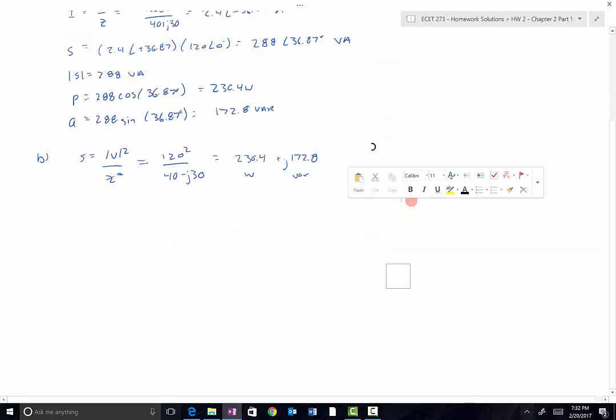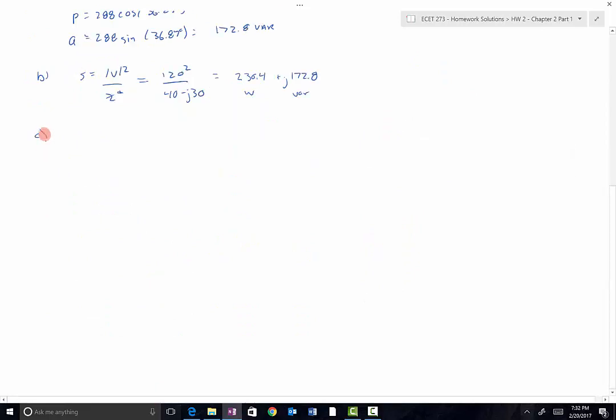So moving on. C, we were asked to use S is equal to the magnitude of I squared times Z. We know from our calculation earlier that the current was 2.4 at an angle of negative 36.87 degrees. So the magnitude of that is just 2.4 amps. Now we just need to multiply by Z, 40 plus j30. And again, we get 230.4 plus j172.8. This worked for us because these are in series, so they have the same current through them.